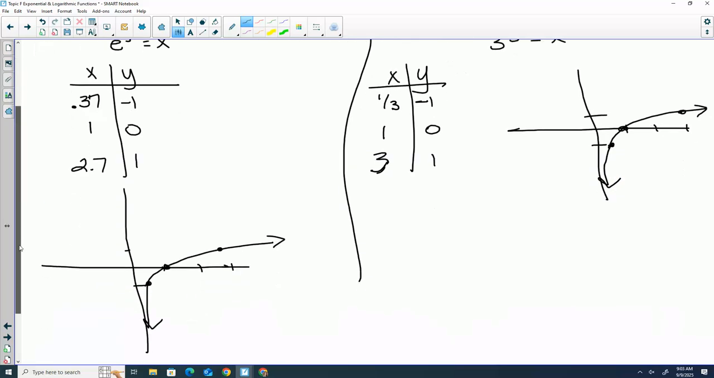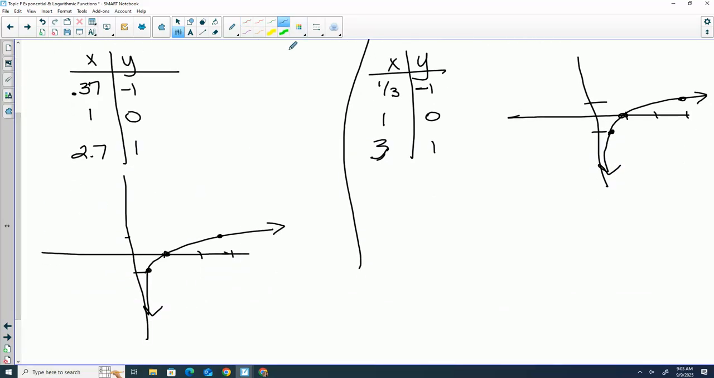And if I look at these graphs, my exponentials had a horizontal asymptote. What kind of asymptote do these have? Vertical. So these, if you were doing transformations, moving it left and right would move your vertical asymptote. Up and down wouldn't affect it. So these have an asymptote at the y-axis. No questions there?